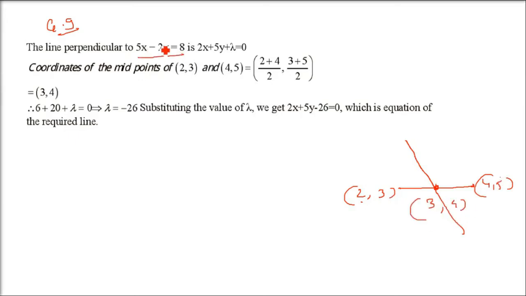The line is passing through 3, 4 and it is perpendicular to 5x minus 2y equals 8. So the perpendicular line will be 2x plus 5y plus lambda equals 0. You know how to do this. And it is passing through 3, 4. So x as 3, y as 4, find out lambda, lambda will come as minus 26. Equation will be 2x plus 5y minus 26 equals 0. This is your equation.